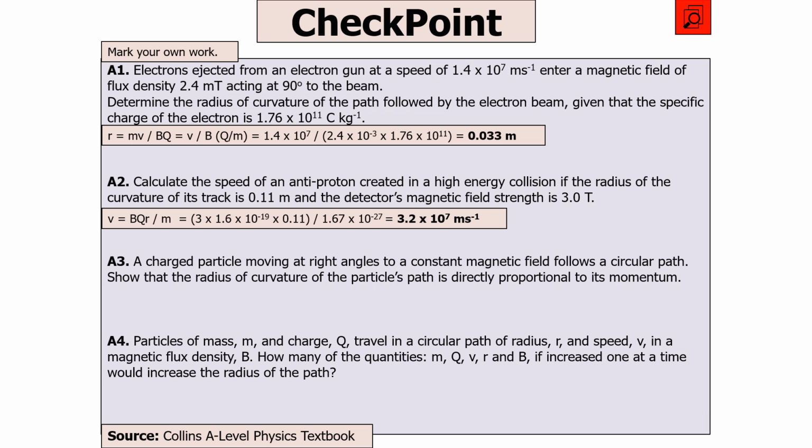Now remember, the magnitude of an antiproton's charge is the same as a proton, so it's 1.6 times 10 to the minus 19. We work it through and it's 3.2 times 10 to the 7 meters per second.